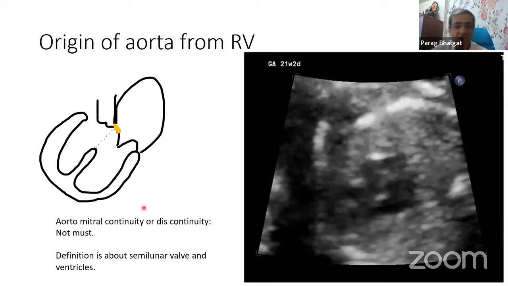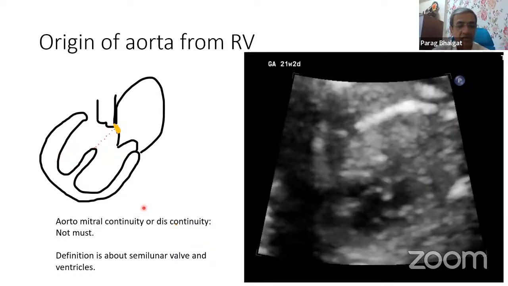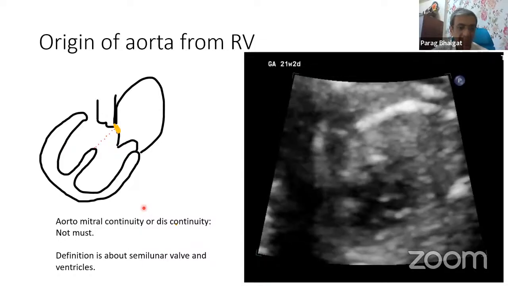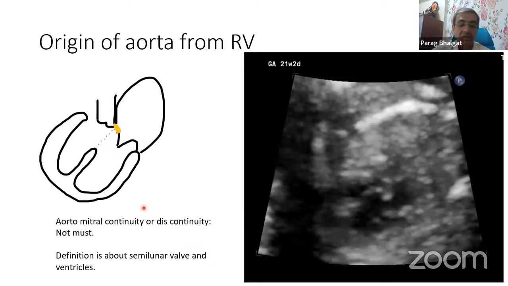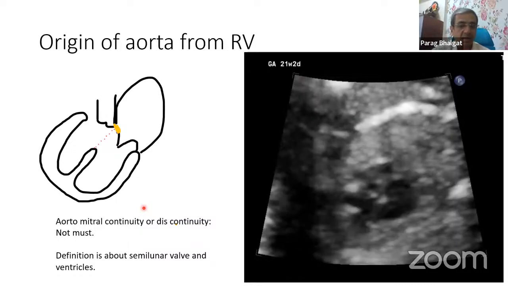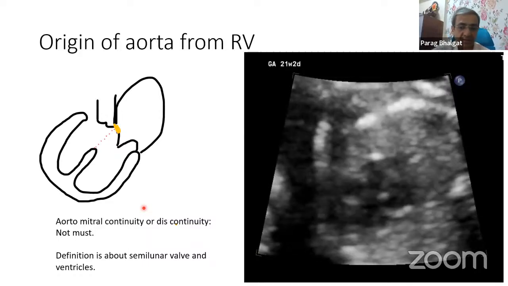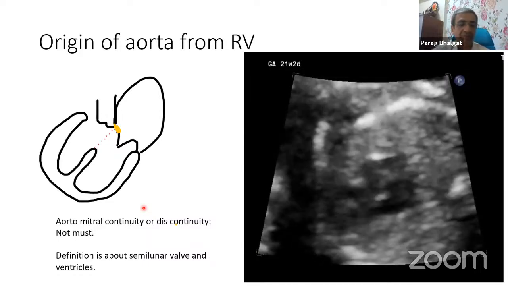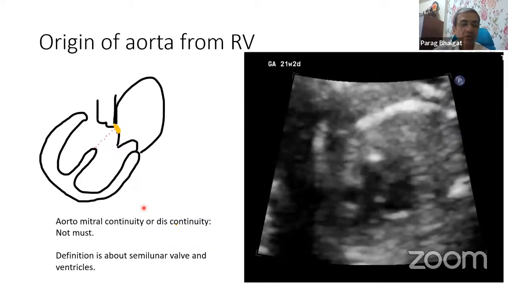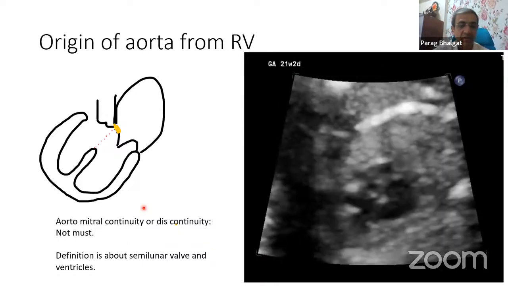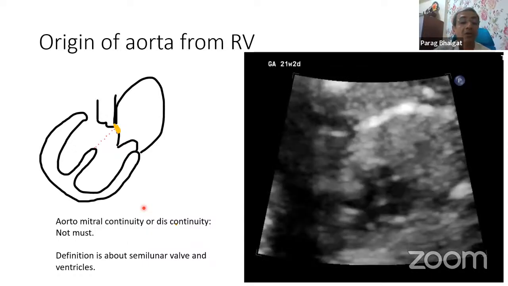There is a lot of discussion on whether aortomitral continuity or discontinuity is a must for the diagnosis of DORV. However, new thought says aortomitral continuity or aortopulmonary continuity is not a necessity. You can have it or not. So the definition is more to do with the semilunar valve and the right ventricle, not with aortomitral continuity.